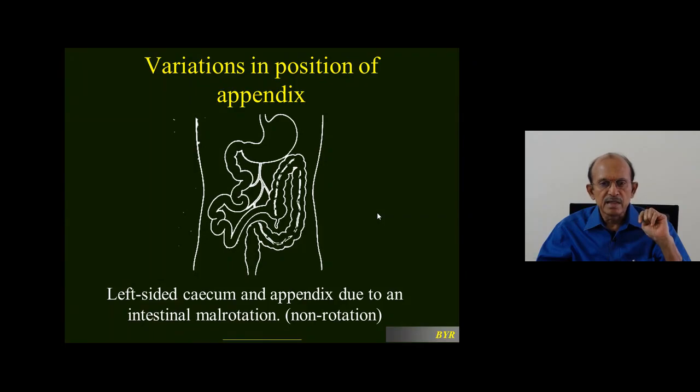This is left-sided cecum and appendix due to intestinal malrotation. In one of the previous classes, we learned that there may be non-rotation of the gut producing the cecum and ascending colon on the left side of the abdomen. So in that case, the appendix will be in the left iliac fossa.